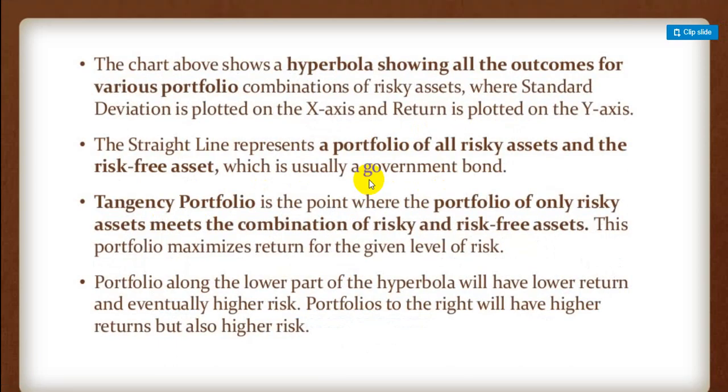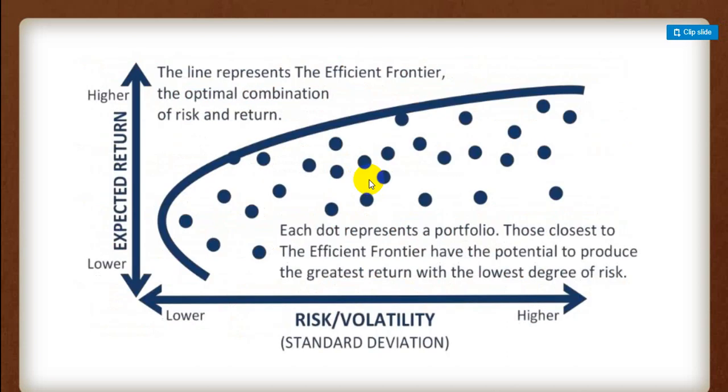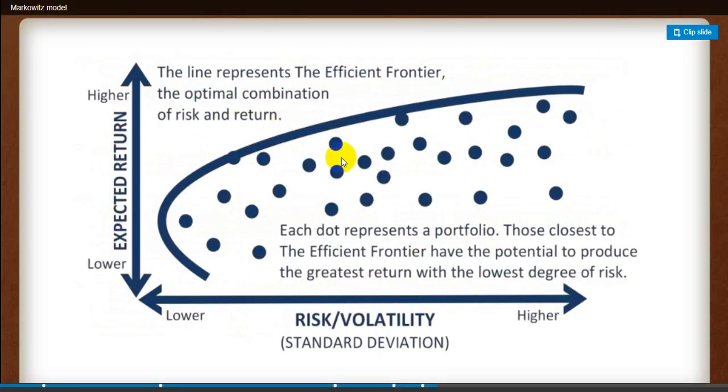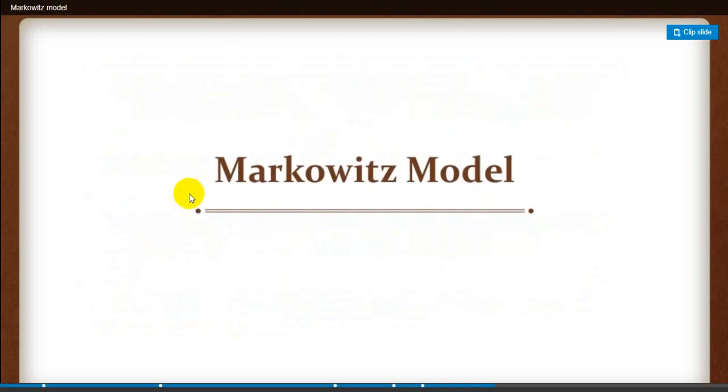Portfolios along the lower part of the hyperbola will have lower return and eventually higher risk. Portfolios to the right have higher returns but also higher risk.